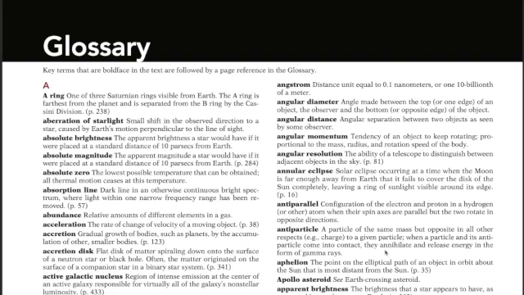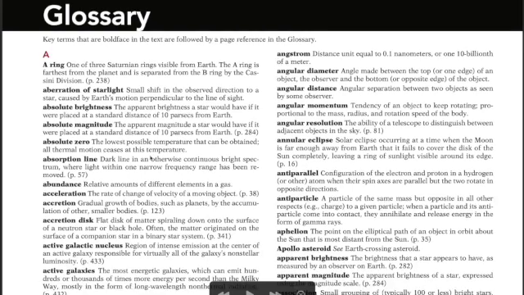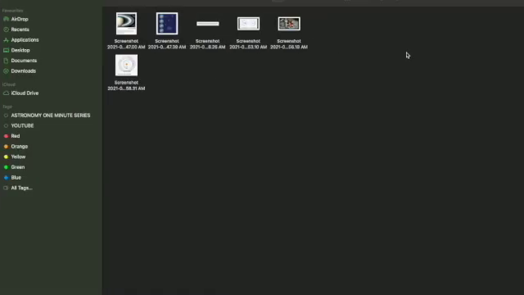So first is A ring. A ring, one of the three Saturnian rings visible from Earth. The A ring is farthest from the planet and is separated from B ring by the Cassini division. Cassini division. So we don't understand anything. So let us take two illustrations to see where is A ring, where is B ring.